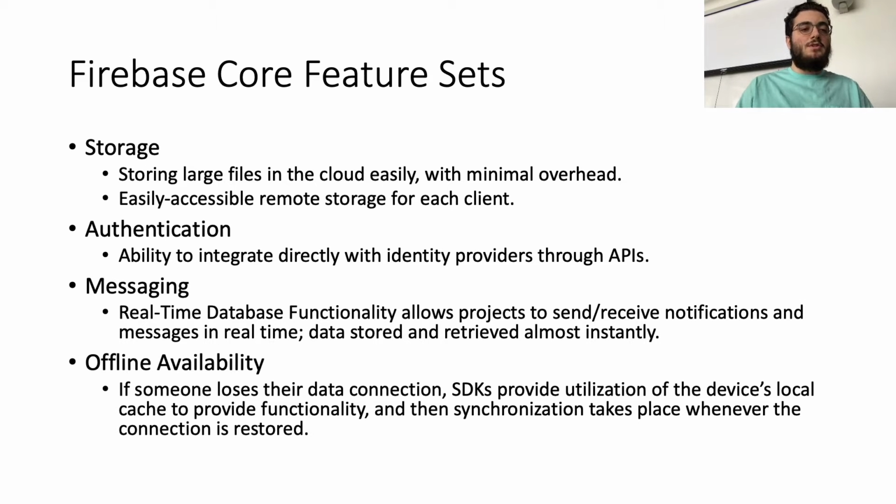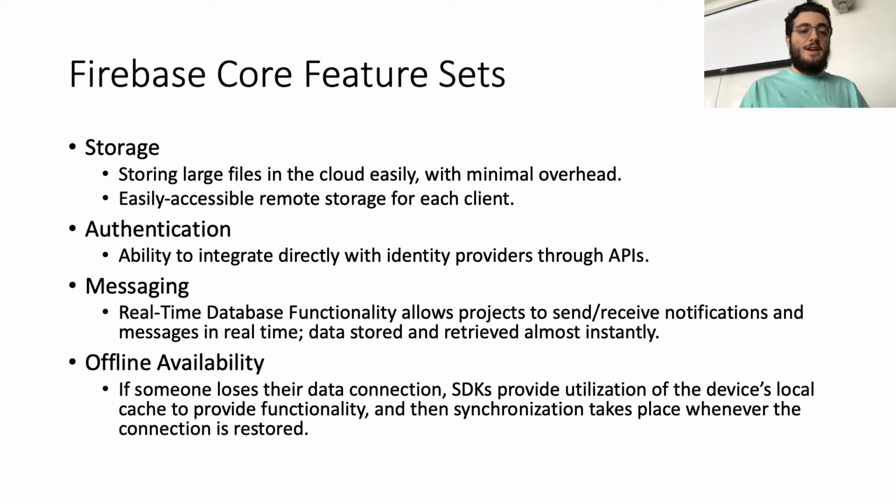Core feature sets. One of the core feature sets is storage. So it allows you to store large files in the cloud database easily with minimal network and latency overhead. It's easily accessible, remote storage for each client. It also provides authentication, which is the ability to integrate directly with identity providers through predefined official Google APIs. It provides messaging capabilities with real-time database functionality that allows projects to send and receive notifications and messages in real time. The data is stored and retrieved almost instantly.